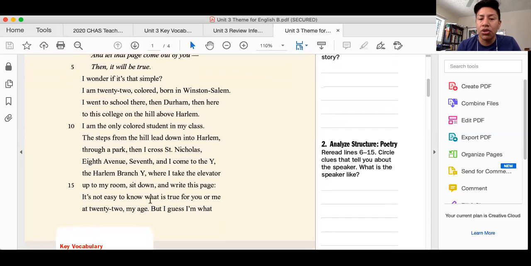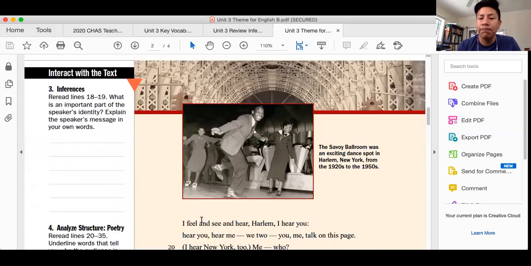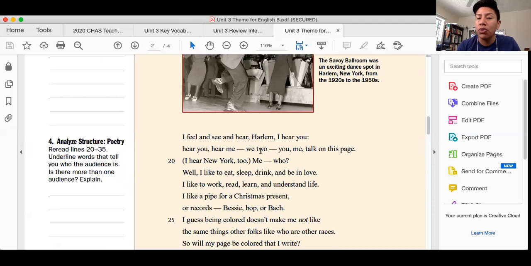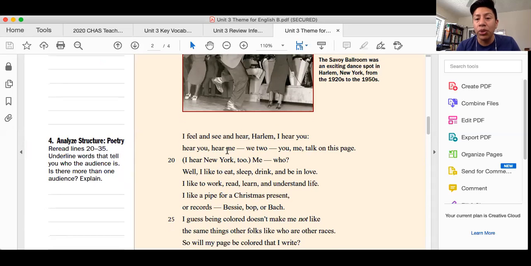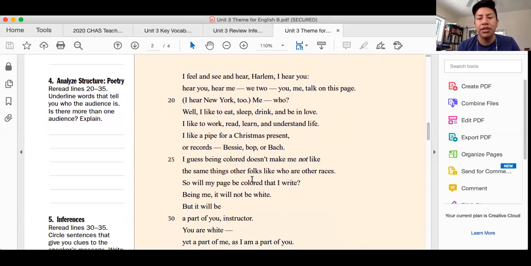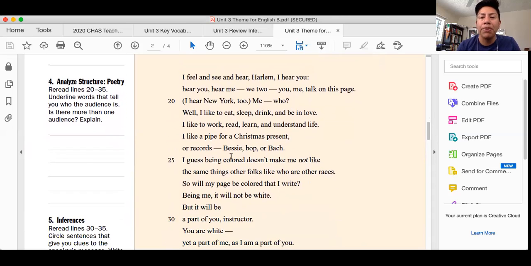It's not easy to know what is true for you or me at 22, my age, but I guess I'm what I feel and see and hear. Harlem, I hear you. Hear you, hear me, we two. You, me, talk on this page. I hear New York too. Me? Who? Well, I like to eat, sleep, drink, and be in love. I like to work, read, learn, and understand life. I like a pipe for a Christmas present, or records, Bessie, Bop, or Bach.